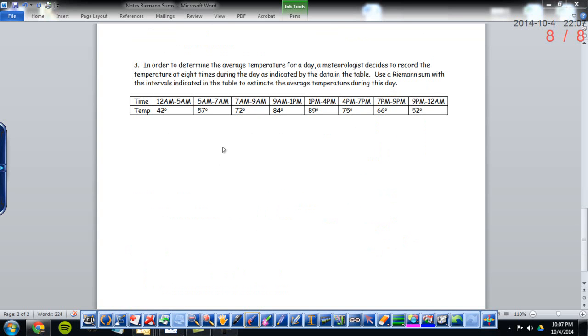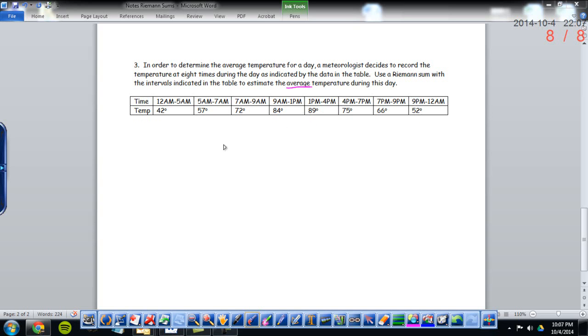All right, last problem. In order to determine the average temperature for a day, a meteorologist decides to record the temperature at 8 times during the day, as indicated by the data in the table. Use a Riemann sum with the intervals indicated in the table to estimate the average temperature during this day. All right, the difference between this problem and the other ones is that we're trying to find the average of something, and when you see average, you may be tempted to just add up all of these values and then divide by the number of values, which in this case, there are 8 values in this data table.